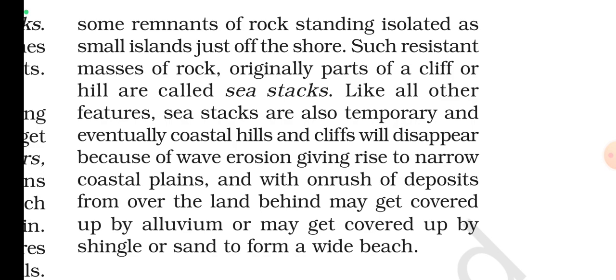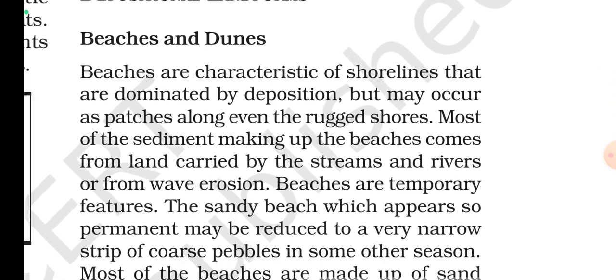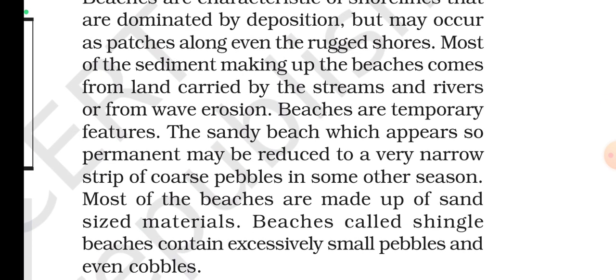Like all other features, sea stacks are also temporary, and eventually coastal hills and cliffs will disappear because of wave erosion, giving rise to narrow coastal plains, which with one rush of deposits from the land behind may get covered up by alluvium, or by shingle or sand to form a wide beach. Now, depositional landforms: beaches and dunes. Beaches are characteristic of shorelines that are dominated by deposition but may occur as patches even along rugged rocky shores. Most of the sediments making up the beaches come from land, carried by streams and rivers, or from wave erosion. Beaches are temporary features.